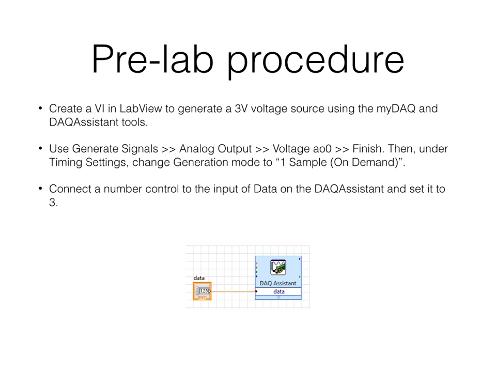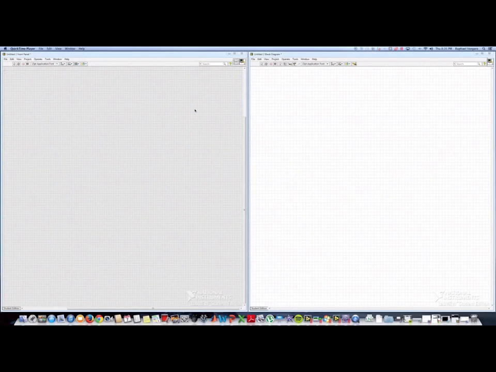Now, we're going to go over the pre-lab procedure. First, we need to create a VI in LabView to generate a 3-volt voltage source using the myDAQ and DAQ assistant tools. Within LabView, we have created a new VI. Here, we are going to use the myDAQ and the DAQ assistant tool to generate a 3-volt voltage source.